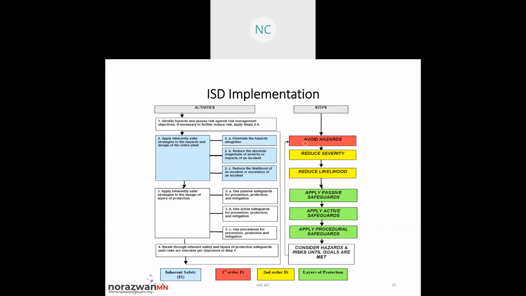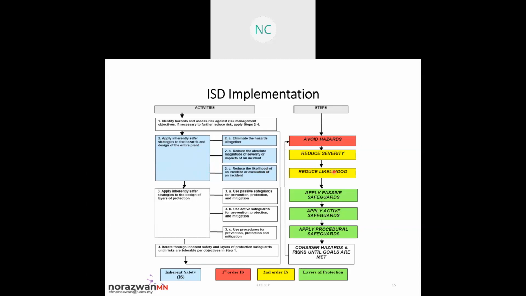Try to avoid one hazard or a few hazards, then you can try to reduce the other hazards for their severity and their likelihood. The severity and likelihood will be learned later on, how you can calculate the severity and the likelihood of the incident or the hazards. So this is the first layer: you try to eliminate. Then the second layer of inherent safety is you try to reduce the severity and the likelihood of the hazards.